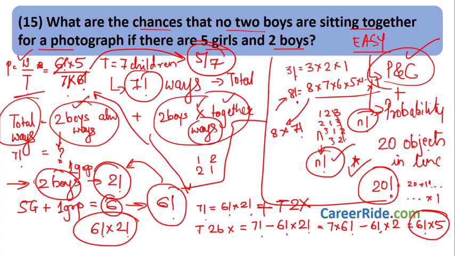So, we will have 6 people total, 5 girls and 1 group, that can be arranged in 6 factorial ways, and the 2 boys can be arranged in 2 factorial ways amongst themselves. So, total number of ways in which 2 boys always sit together is 6 factorial into 2 factorial. Subtract it, get the answer as 6 factorial into 5, divide by 7 factorial, get the answer as 5 by 7. Moving to next question.